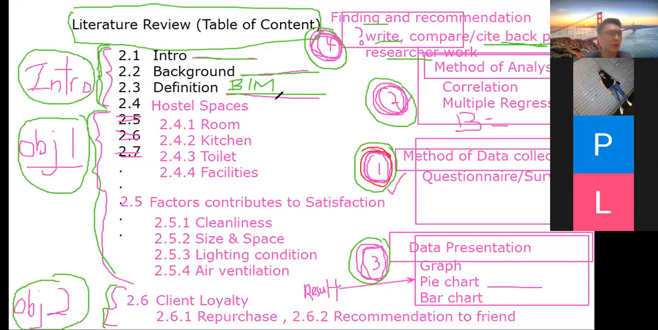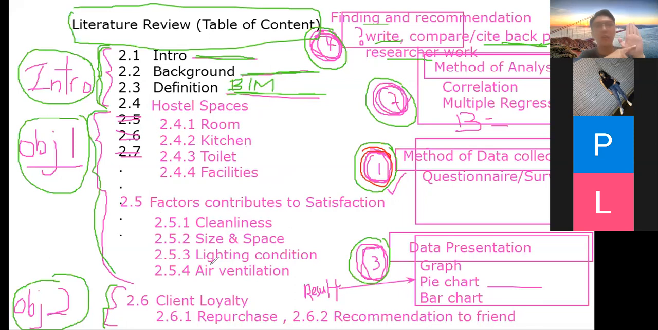Like for example, we are talking about contract claim. People who are not doing QS, they don't know what is contract claim, right? So make your background clear, make your definition clear, make your intro clear. Okay, so prepare this and show your supervisor. You have to do this now, because you have to submit your literature review quite soon. Now it's week 7 already. If not mistaken, your submission of the literature review is at week 10 or 11. So prepare this, ask your supervisor to approve your table of contents.